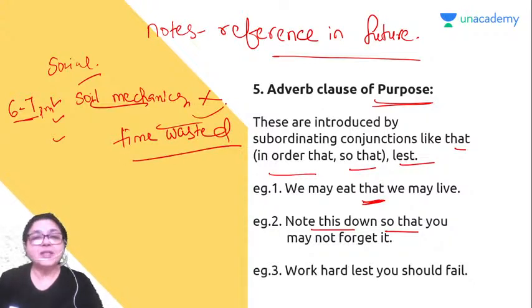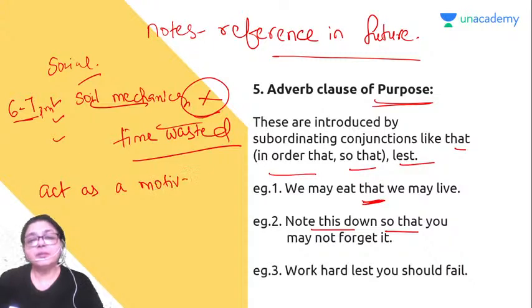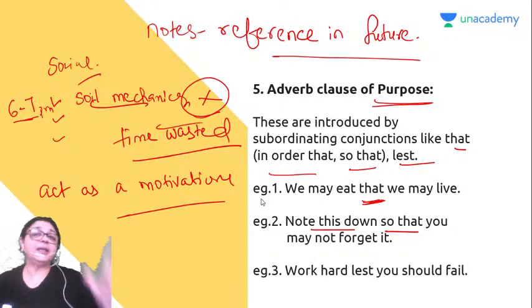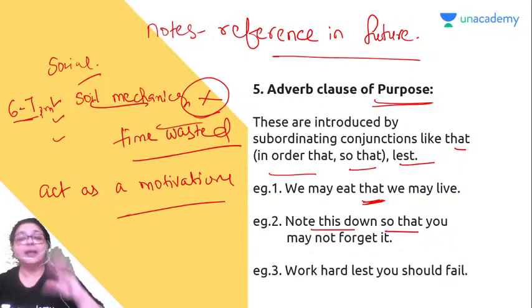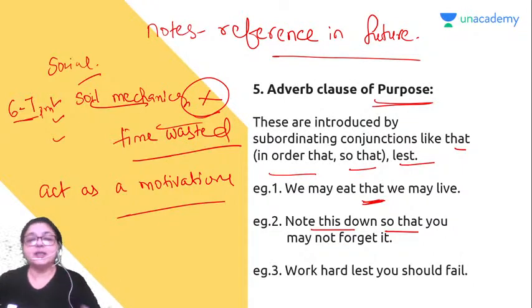So this time wasted and this cross is going to act as a motivation for the next day. This is going to be your motivation for the next day, so that you know that was time wasted and tomorrow I don't have to repeat this same thing. Now let us come back to our sentence. Note this down so that you may not forget it. Okay. Now, work hard lest you should fail. Work hard or you will be failing.